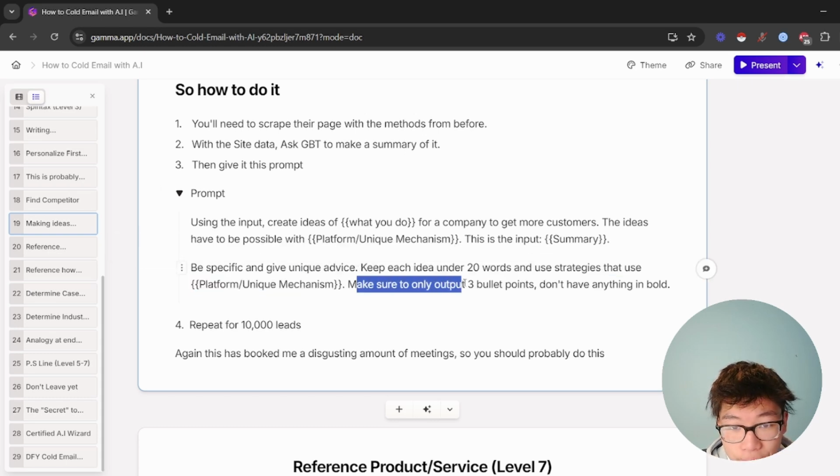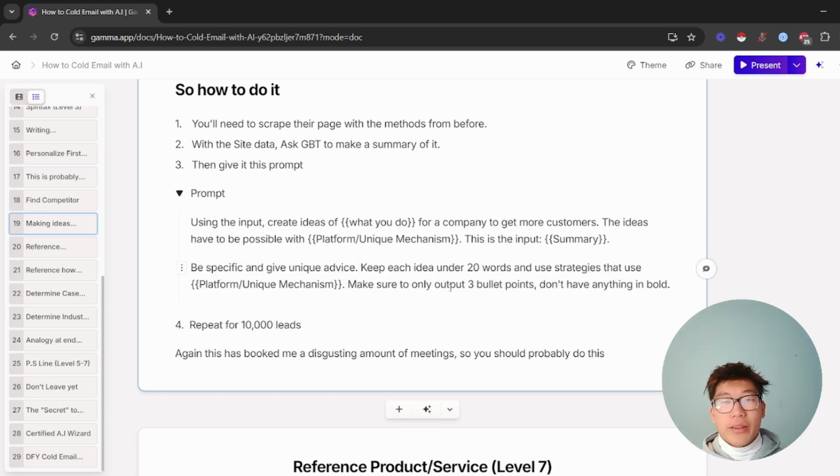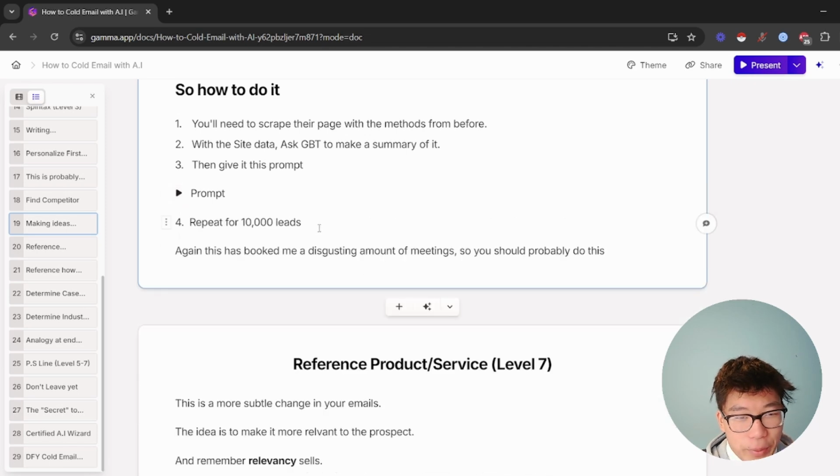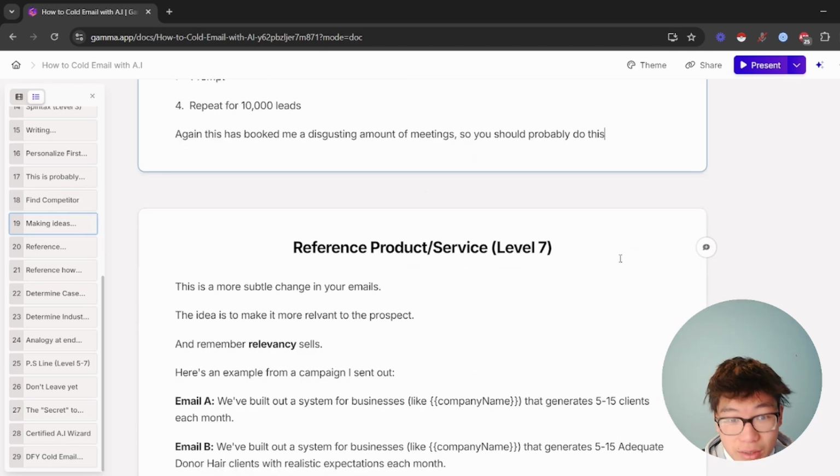Make sure to only output 3 bullet points. Don't have anything in bold. I've had that happen, they do the markdown and have it in bold. It's really annoying. And then copy and paste, repeat for 10,000 leads. Again, this has booked me a disgusting amount of meetings, so you should probably do this.